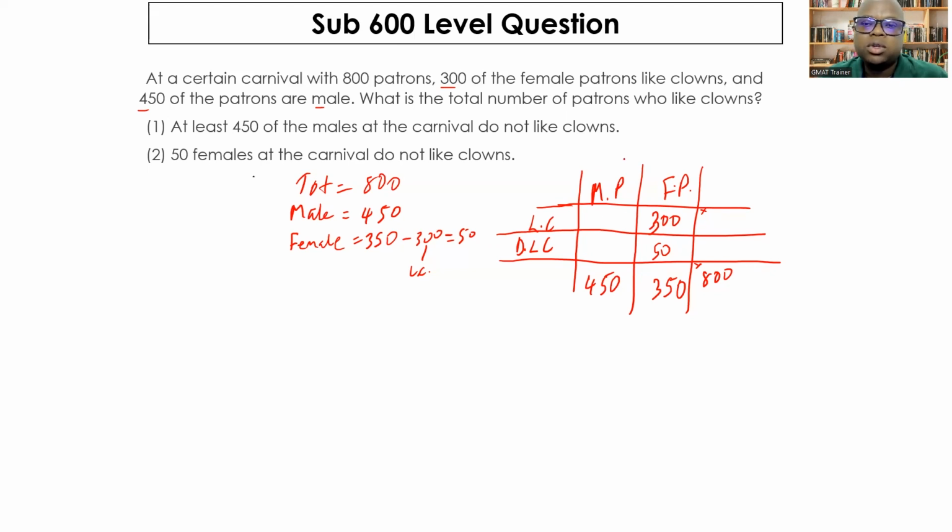We need to find out the number of patrons who like clowns. So let's call this one M and this one X. What you know is that if you're able to find out what M is, we can find what X is. Or if you can find all those who don't like clowns, let's say Y, then you can find what X is.